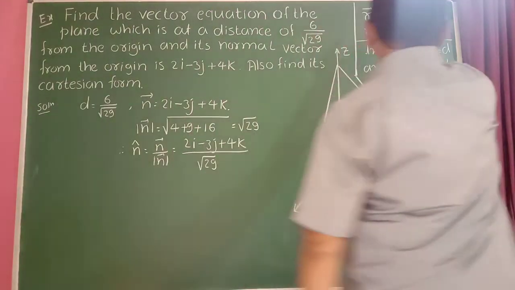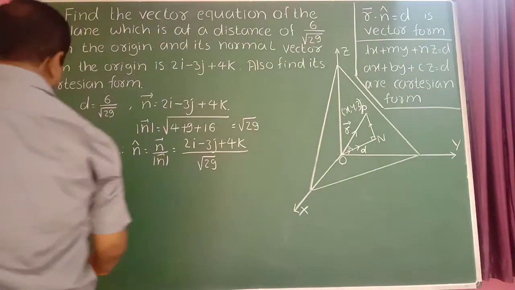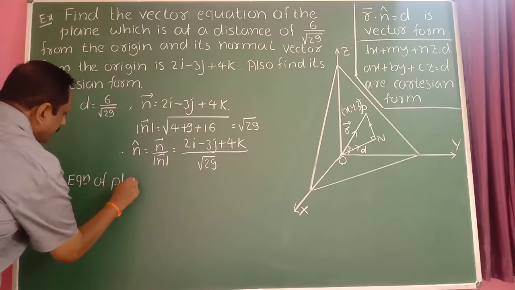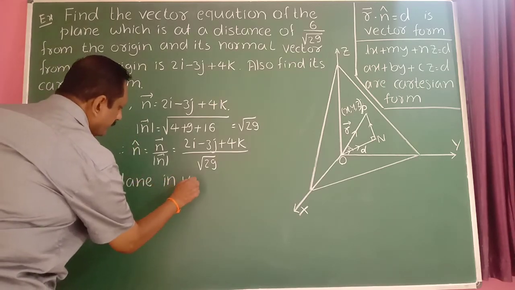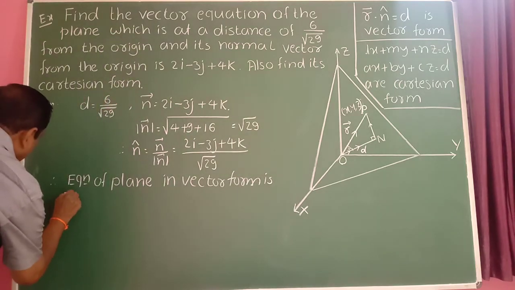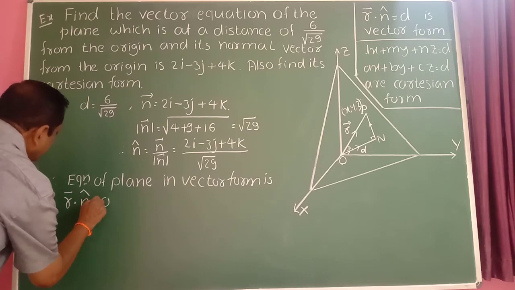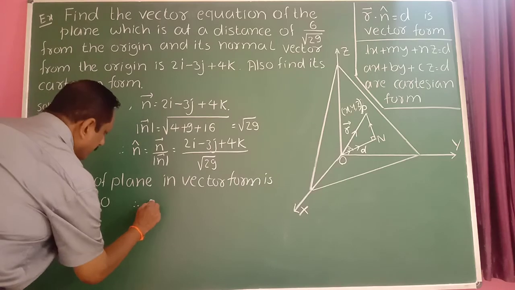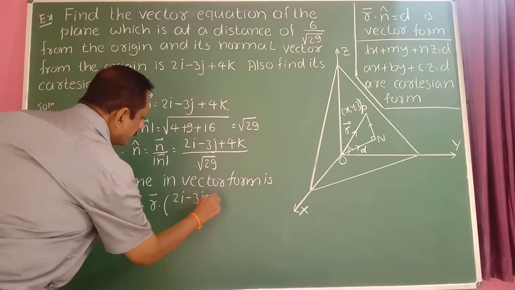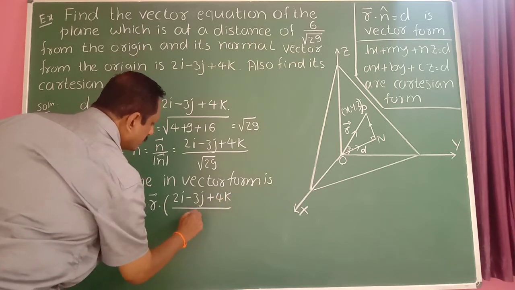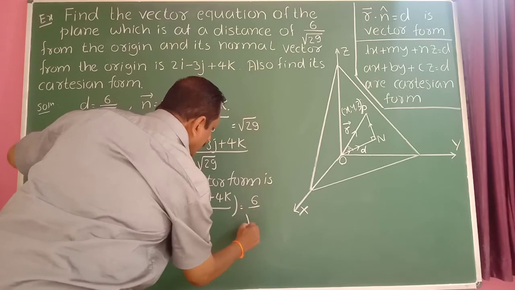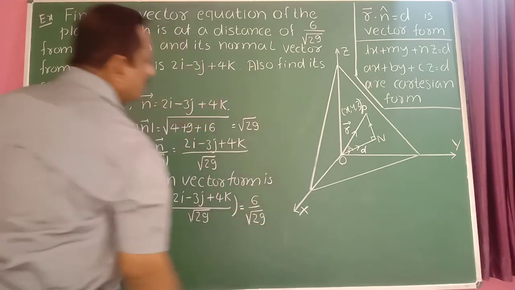Therefore, in the vector form, r bar dot n cap is equal to d. Therefore, the equation of the plane in the vector form is r bar dot n cap equals d. So r bar dot of (2i minus 3j plus 4k divided by root of 29) is equal to d, which is 6 divided by root of 29.